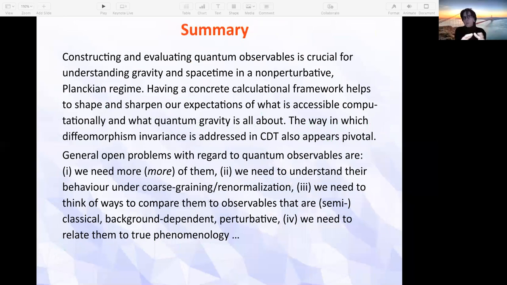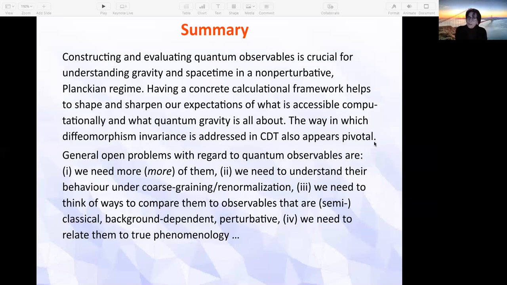quantum observables and a summary of what I said. So constructing and evaluating quantum observables is really crucial for understanding gravity and spacetime, and in particular in this non-perturbative Planckian regime. Having a concrete calculational framework like we have in DT or CDT really helps to inject some realism into an often quite abstract debate. And it helps to shape and sharpen our expectations of what is actually accessible computationally, what kind of statements we can make, and what quantum gravity is all about.